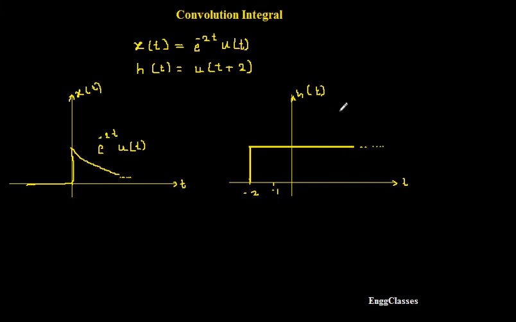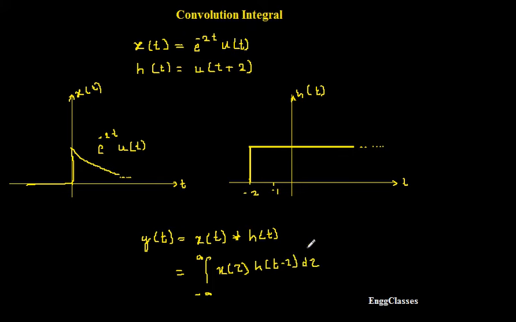The next task is I need to find the convolution integral. So how do I find that? For that, I have the formula. So what is that formula? Now let me write that. Y of t is equal to x of t convolved with h of t. So what is x of t convolved with h of t? For this, it is the integral from tau equal to minus infinity to infinity of x of tau h of t minus tau d tau.